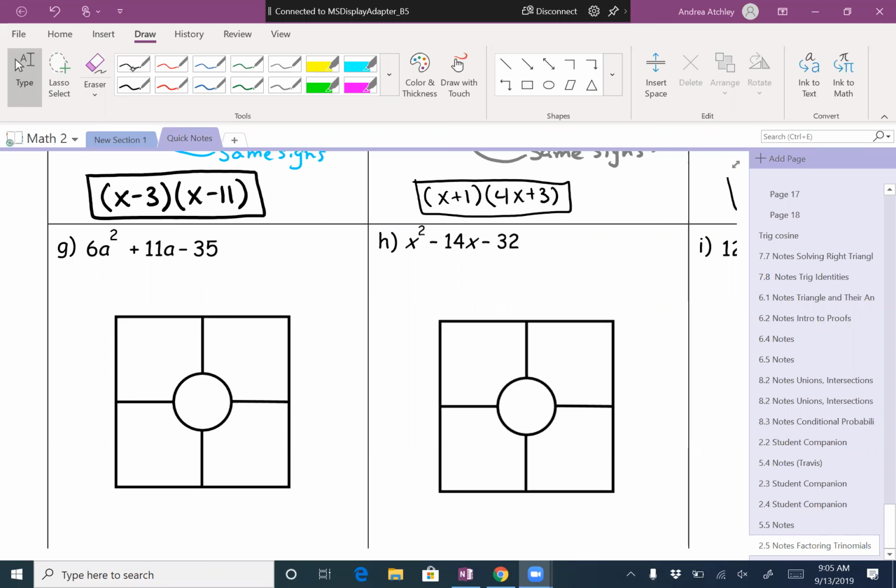Rayhan, what did you get for your answer? I got 2a plus 7 times 3a minus 5. Very good. Now again, if I switch that, if I have the 3a minus 5 first and the 2a plus 7 second, it's the same thing. But that should be our answer.